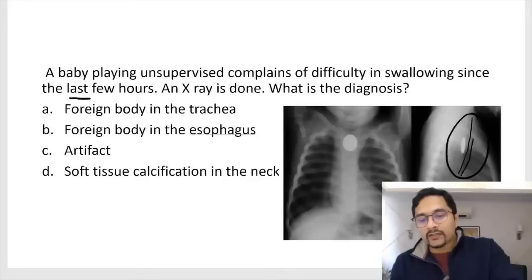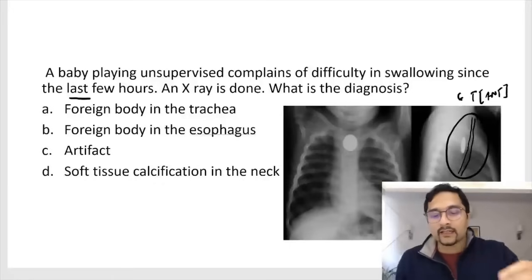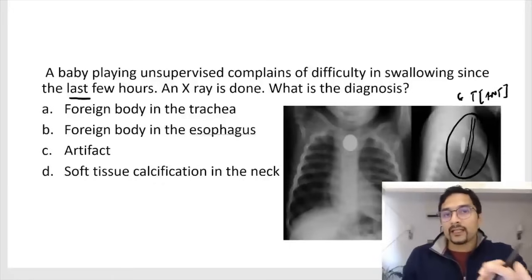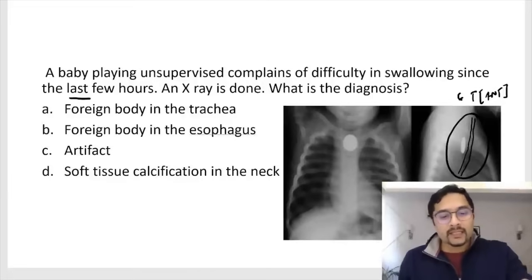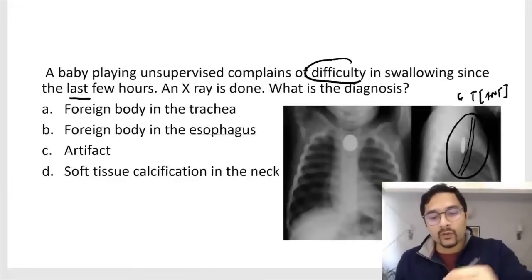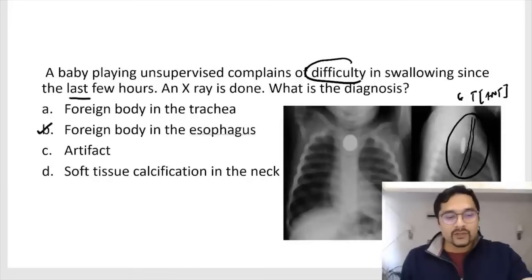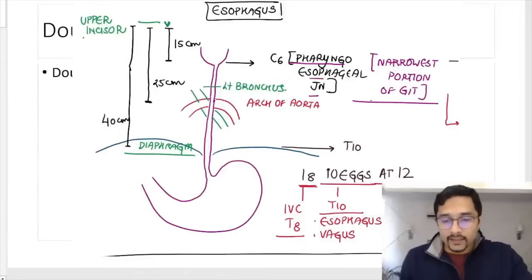So we know that trachea is anterior and esophagus is posterior. And you can see that the coin is behind the trachea, right? So it's in the esophagus. Any which ways, even in the question, they've said the patient has difficulty in swallowing. So patient will have difficulty in swallowing only when there is a foreign body in the esophagus.